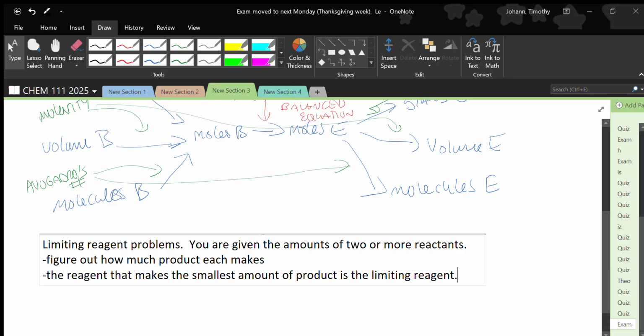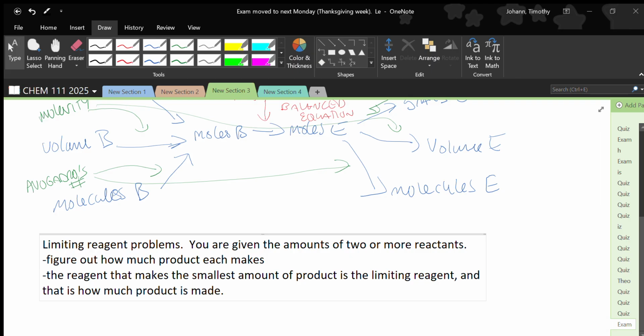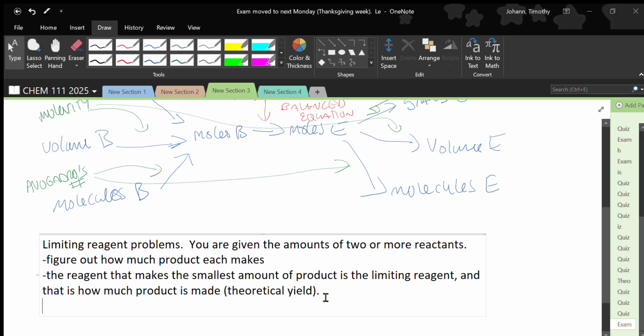Okay, and that's how much product is made. Going into the next topic, that's our theoretical yield. In other words, if it's two reagents, one of them is limiting, one is not, they both react as much as they can. One is left over because the other one was limiting. If they react as much as possible, that's our theoretical yield.